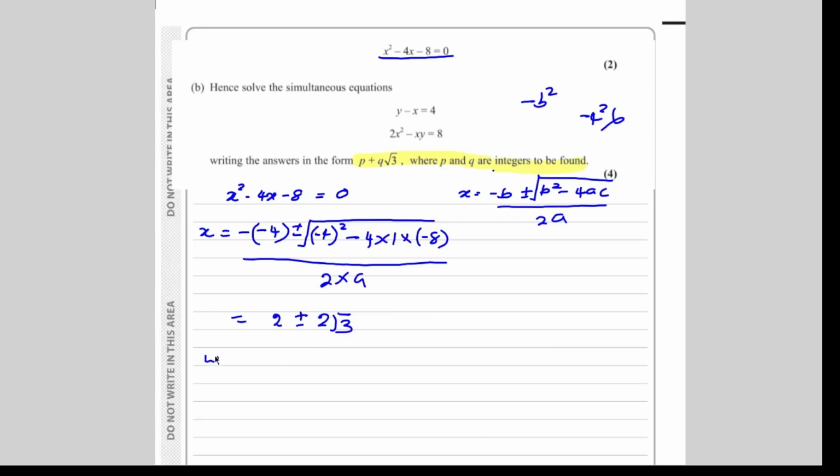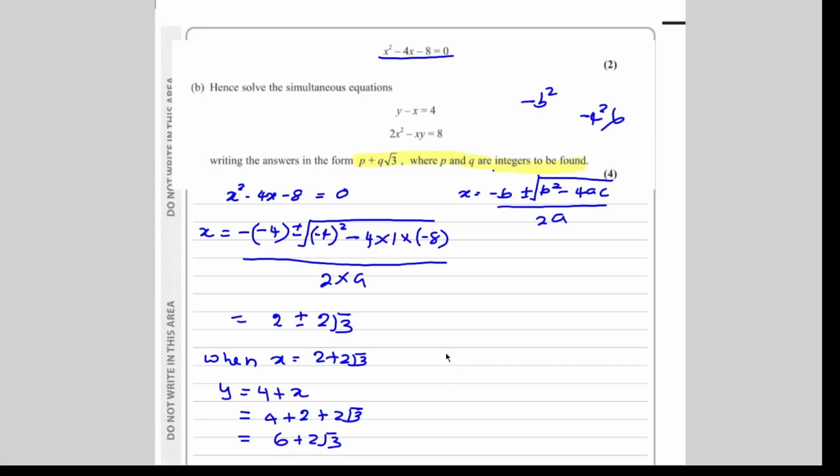So when x equals 2 plus 2 root 3, we got to get what y is. So pick the easiest equation of y. I'm getting this one. Then y equals, I'm sending this x to this side, then 4 plus x. Here we are having two x answers. So 4 plus 2 plus 2 root 3, which gives out 6 plus 2 root 3.